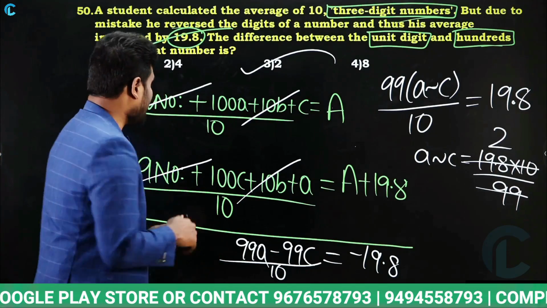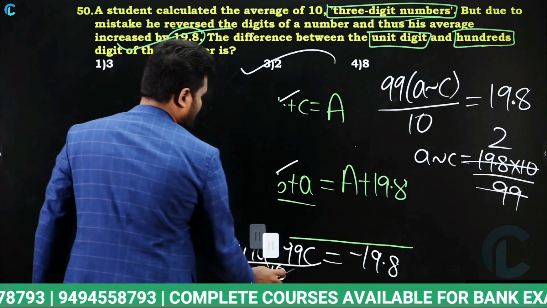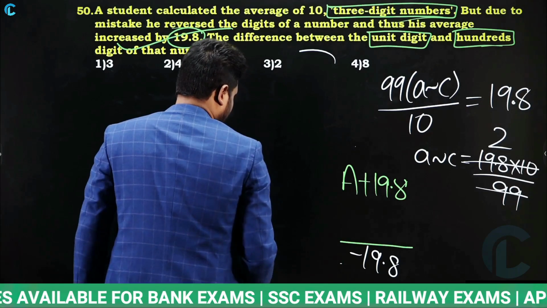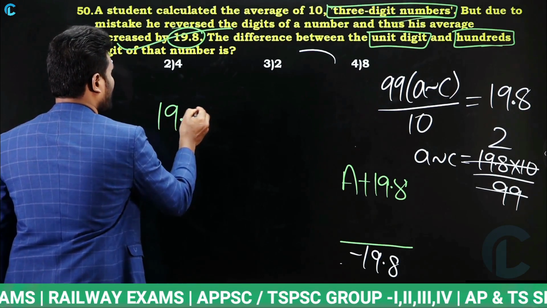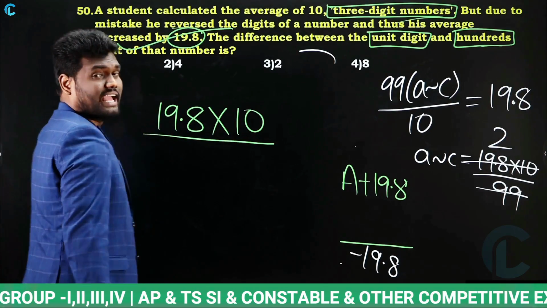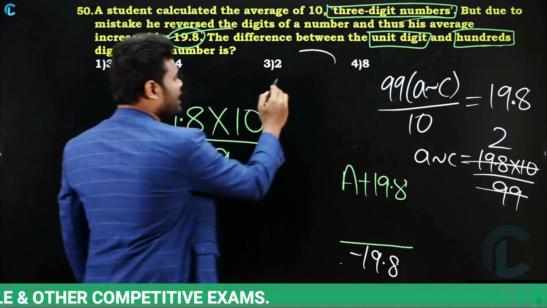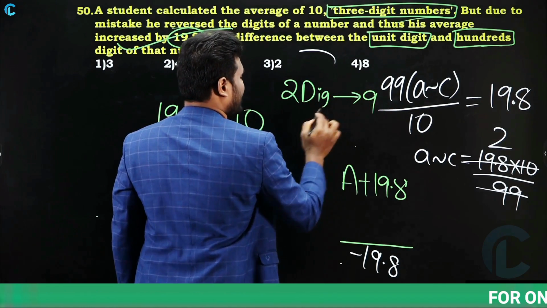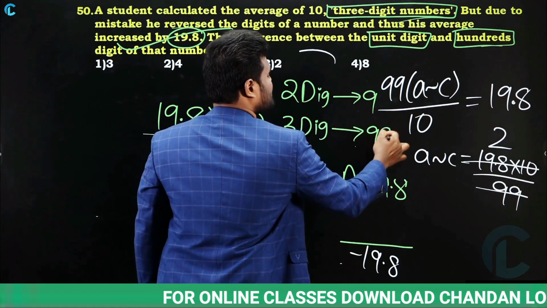Very, very simple question. From the examination point of view, how to solve this question? Just observe here carefully. Whatever we have done earlier, the same shortcut we are going to apply. If it comes in an examination, take the difference, 19.8. As it is 10 numbers, multiply by 10. But as it is 3-digit numbers, you need to divide by 99. If it is 2-digit numbers, you need to divide by 9.